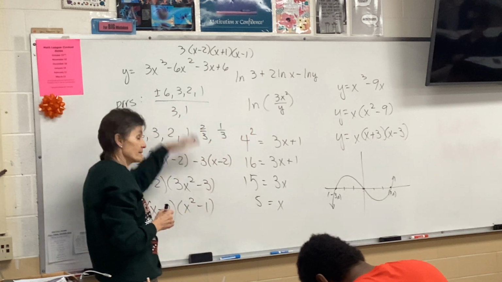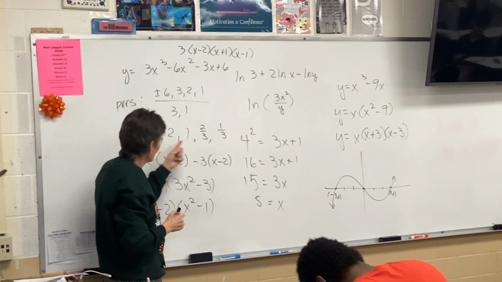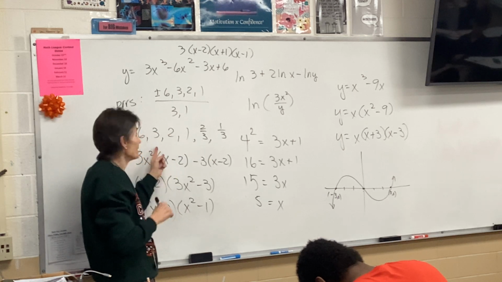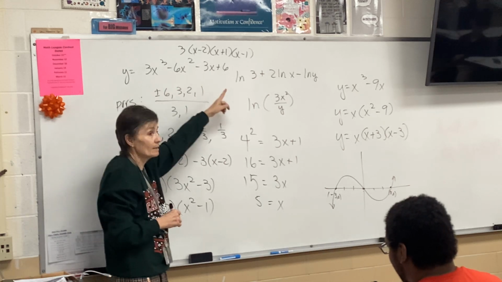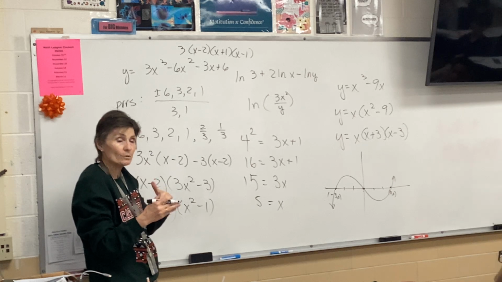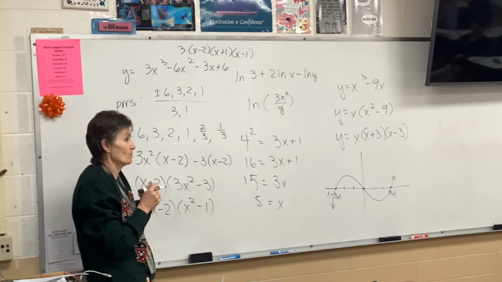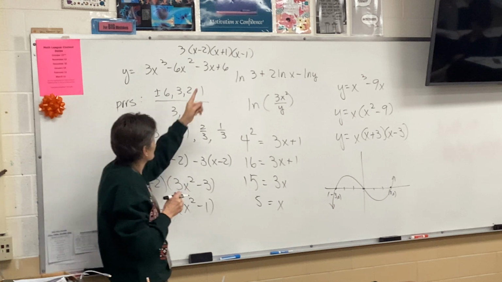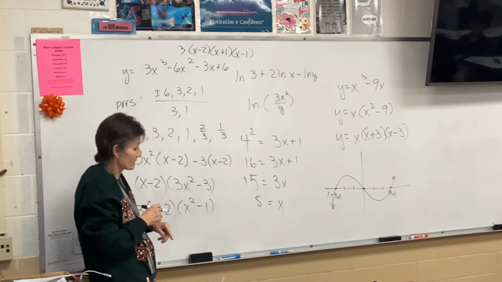If you got lost in there somewhere, then what you can do is pick numbers and divide them into your problem. Pick numbers from this list, divide them in, and keep going till you get a 0. When you get a 0, then you know that number you picked is one of your roots. And the numbers that'll work are 2, negative 1, and 1. Those are the numbers from that list that'll work.